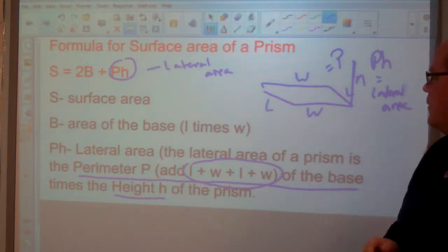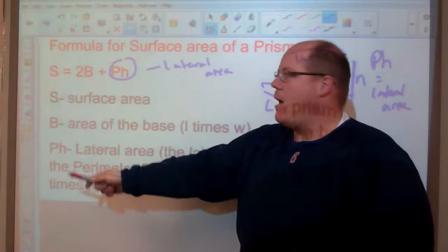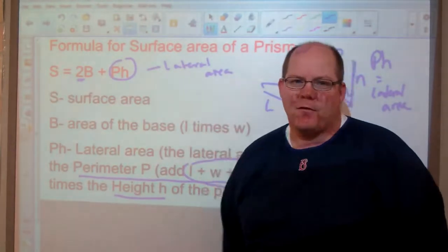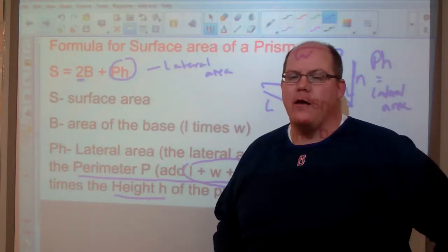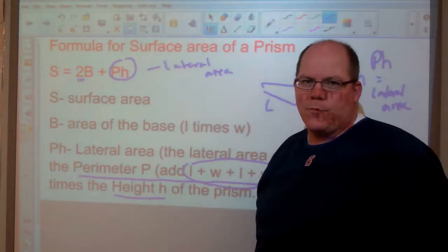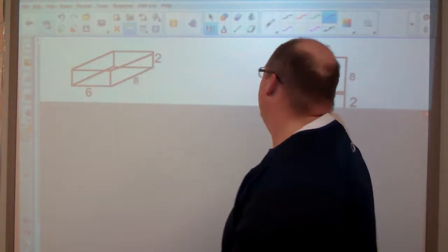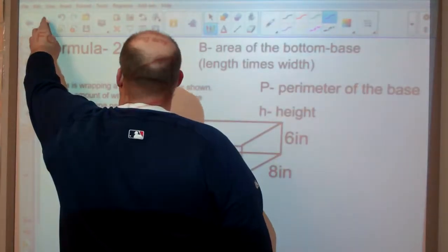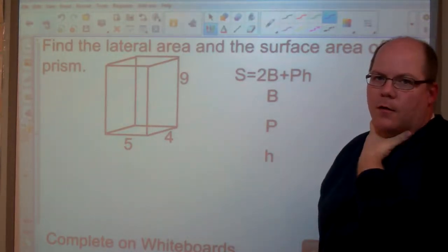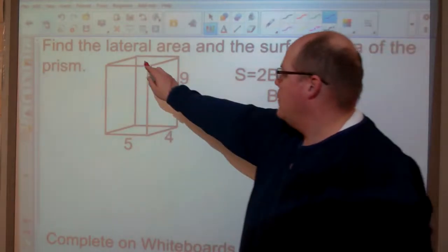Again, once I find my lateral area, and I find the area of my base, I multiply the area of the base times 2, and then add it together with the lateral area, and that'll give you your entire surface area. So let's go through one or two problems, and I can show you how it works. Let's start with this simple rectangular prism. I'm going to start by shading my bases.